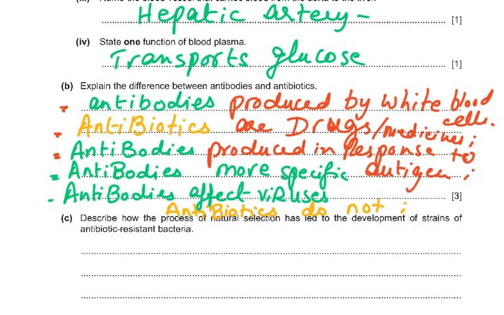So look at the answers. Antibodies are produced by white blood cells. Antibiotics are drugs or medicines. Antibodies are produced in response to antigen. Antibodies are more specific. Antibiotics do not affect viruses.